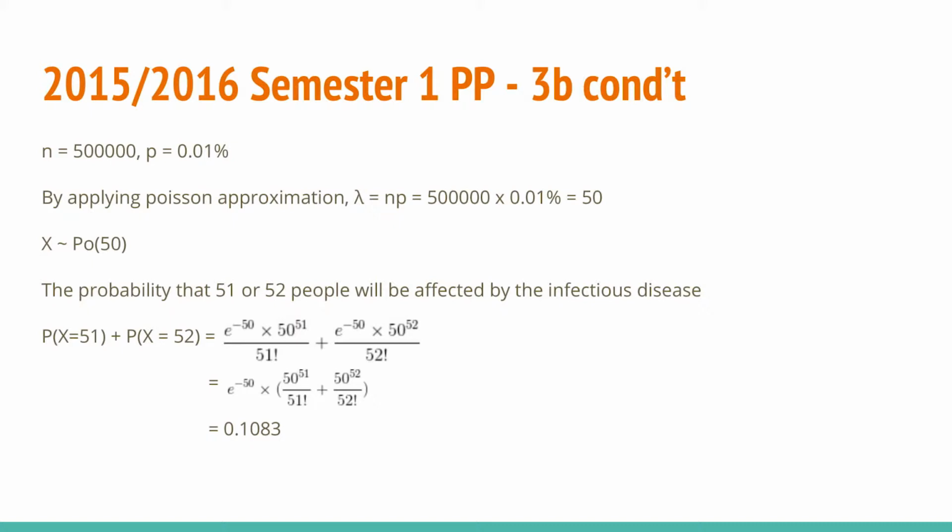We then simplify the calculation of Poisson distribution, that is, e to the power of negative 50 times 50 to the power of 51 over the factorial of 51 plus 50 to the power of 52 over the factorial of 52. And finally, we get the answer that is 0.1083. Hi, I'm Sonia, and I'm taking part of question 4A from 2015 to 2016 semester 1 past paper.